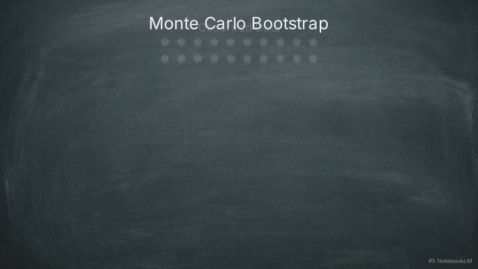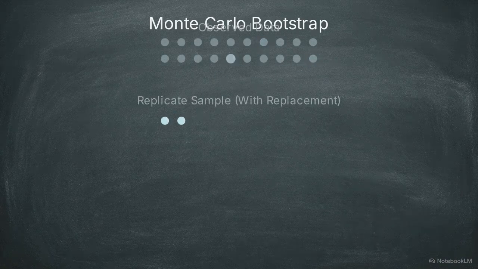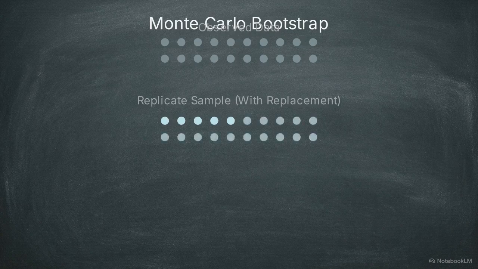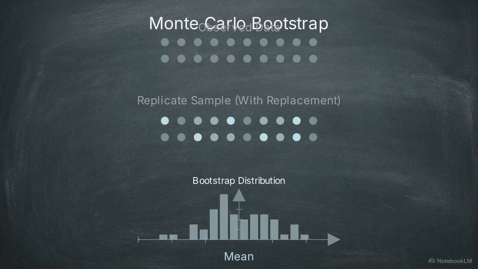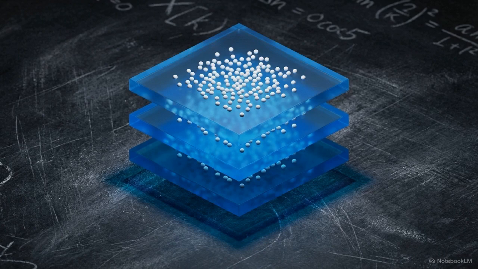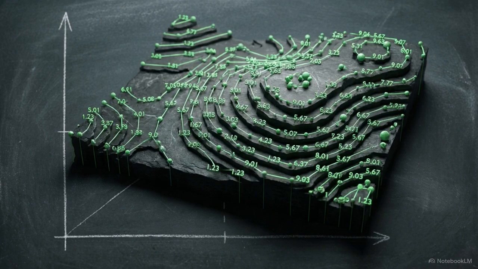To bypass this limitation, we use the Monte Carlo bootstrap. Bootstrapping is a programmatic solution involving the resampling of our observed data with replacement thousands of times to estimate the distribution of a statistic. This iterative resampling approximates the true sampling distribution. It builds a complete map of our estimator based solely on the observed data, eliminating the need for theoretical assumptions.